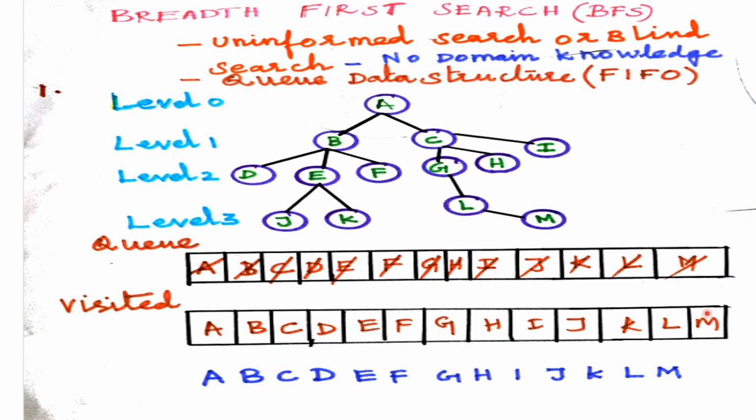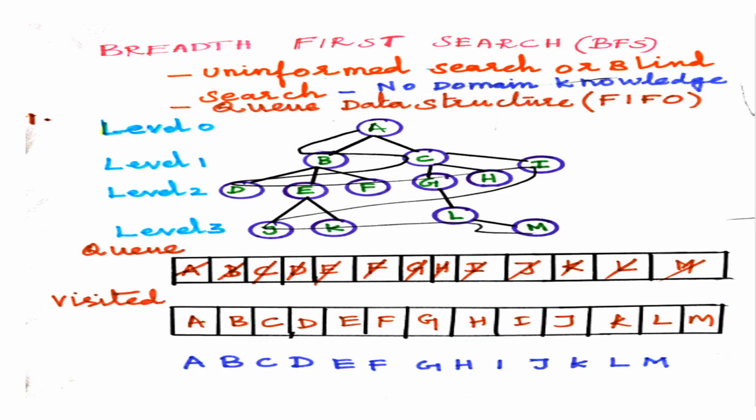So in the previous example, we are assuming that A is the starting node or root node, M is the goal node, and what is the path taken to reach from A to M? A, B, C, D, E, F, G, H, I, J, K, L, M. So now you can see the diagram.